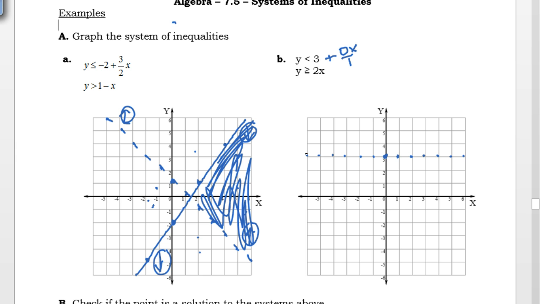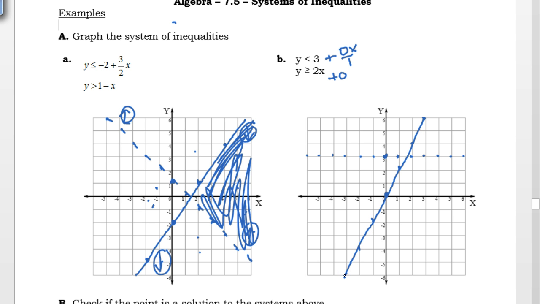My next one says y is greater than or equal to 2x. Since I don't see a constant, I know that my intercept is 0 and my slope is 2. So rise 2, run 1, and repeat the process to find my line. It's an or equal to, so I do in fact have a solid line there.